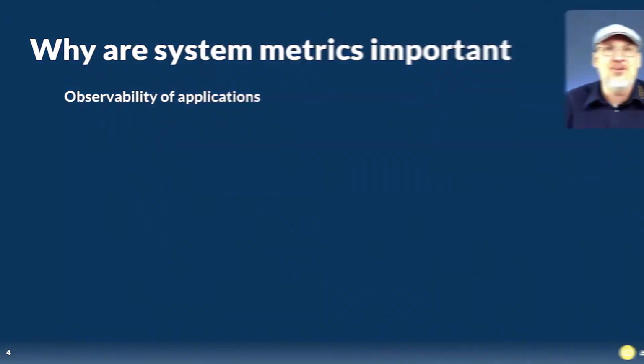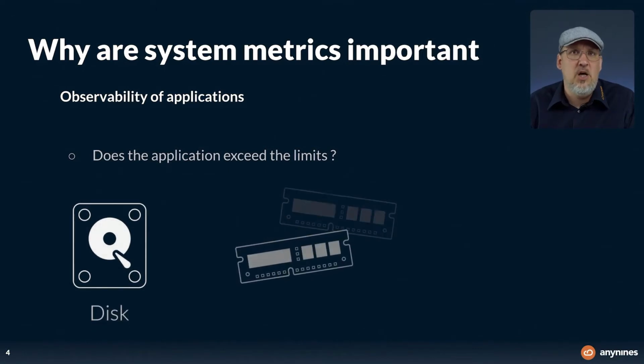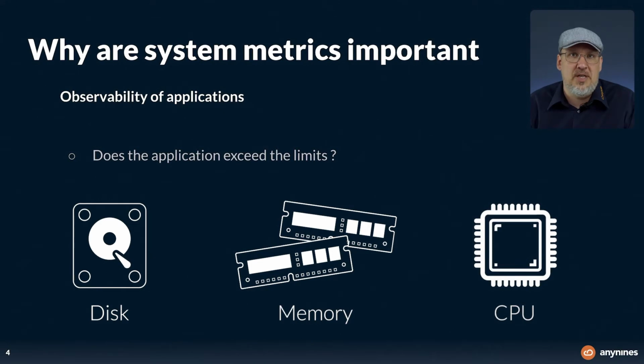In general, observability is the extent to which you can understand the internal state of your application system, of which the container where the application runs is a part. To investigate why an application stops working, it is essential to have a good understanding of the condition in which your application runs. This includes disk, memory, and CPU usage.